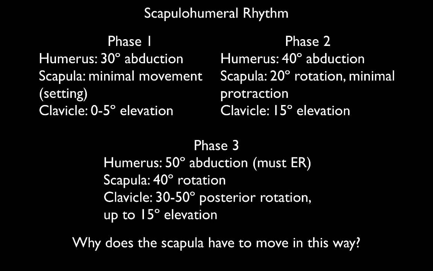So what's happened here? The glenohumeral joint has gone through an additional 50 degrees of abduction, and along with this there's been some external rotation to clear the greater tubercle. The scapula has rotated 40 degrees into upward rotation, and the clavicle has elevated an additional 15 degrees and has now also gone through anywhere from 30 to 50 degrees of posterior rotation.